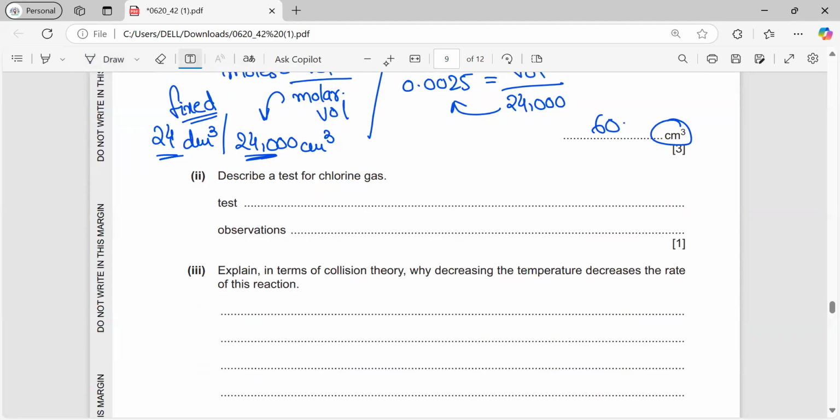Describe a test for chlorine gas. As we know, chlorine gas is acidic and it is a bleaching agent also. So we'll use damp red litmus paper. And the observation will be that it bleaches out or becomes white.